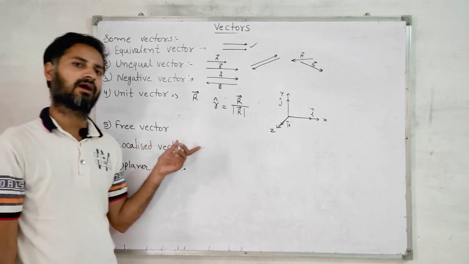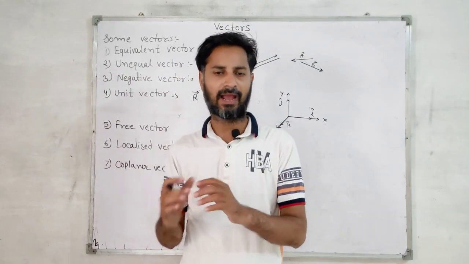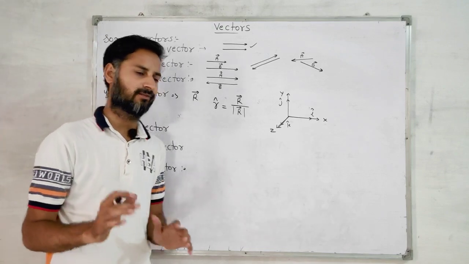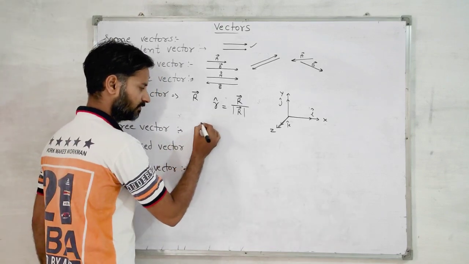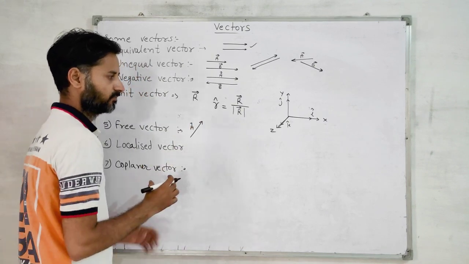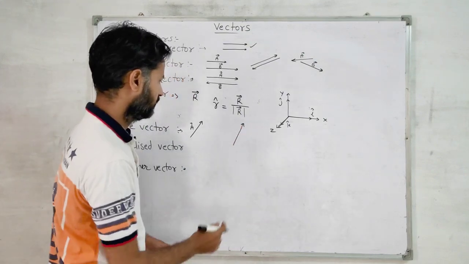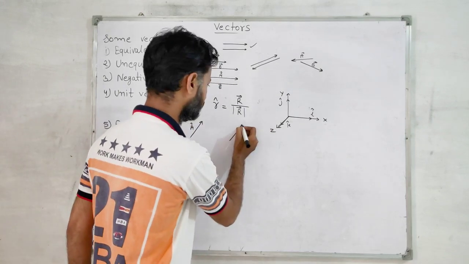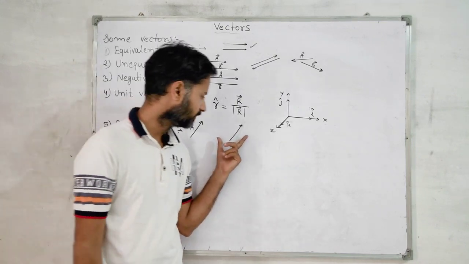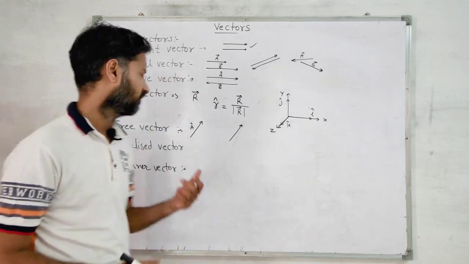Free vectors are those vectors which can be displaced parallelly anywhere, and by doing this there will be no effect on the vector. Like we have a vector, this a vector. If I displace it without changing the direction and magnitude, and by doing this, if there is no effect on the vector, then this is called free vector.